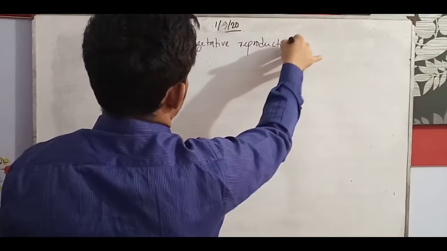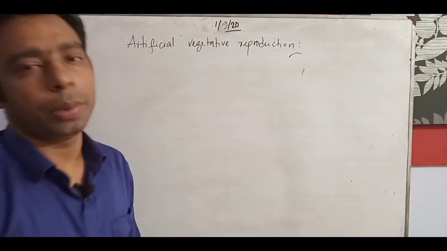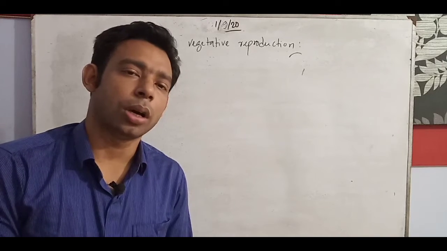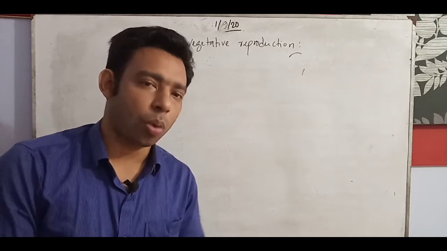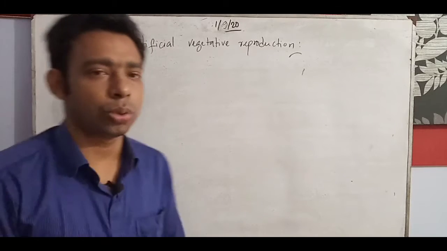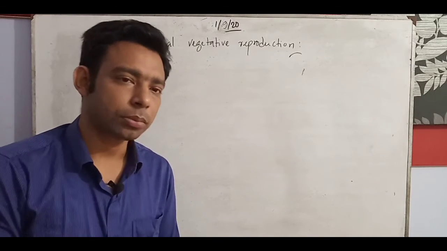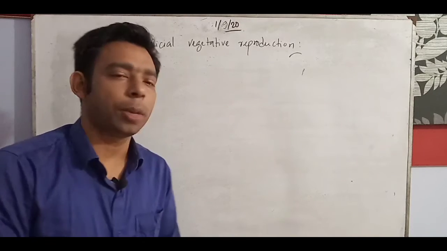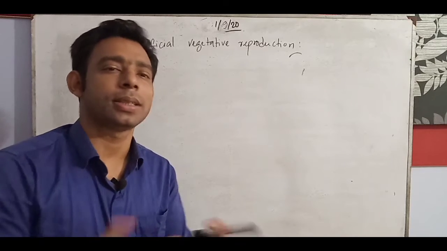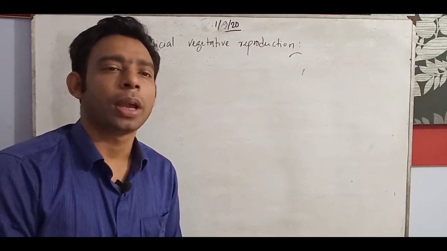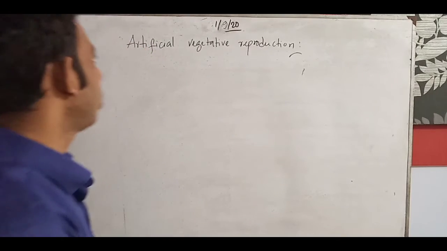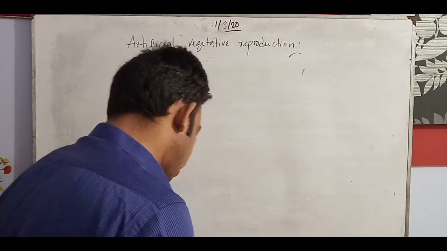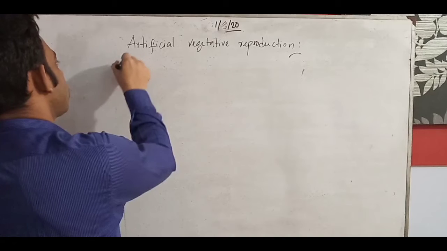Artificial vegetative reproduction. Reproduction is actually the multiplication of numbers. We already understood natural vegetative reproduction. Now artificial vegetative reproduction is carried out artificially by human beings. The processes we follow to increase or multiply the numbers of any plant are known as artificial vegetative reproduction, as I told you yesterday in the definition. There are two processes mentioned. The first one is grafting.